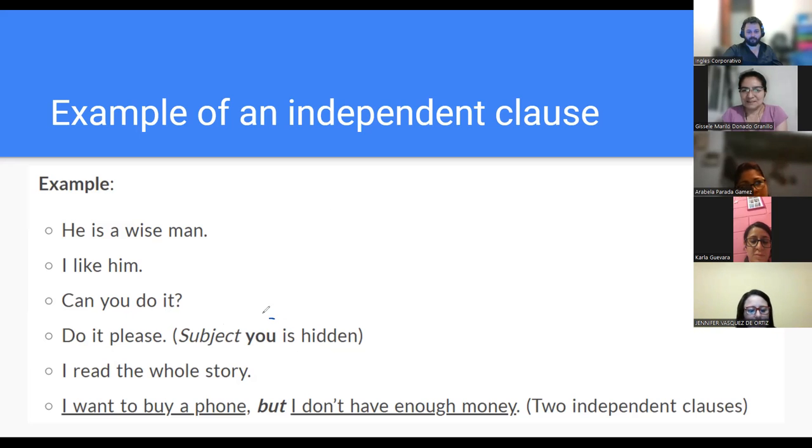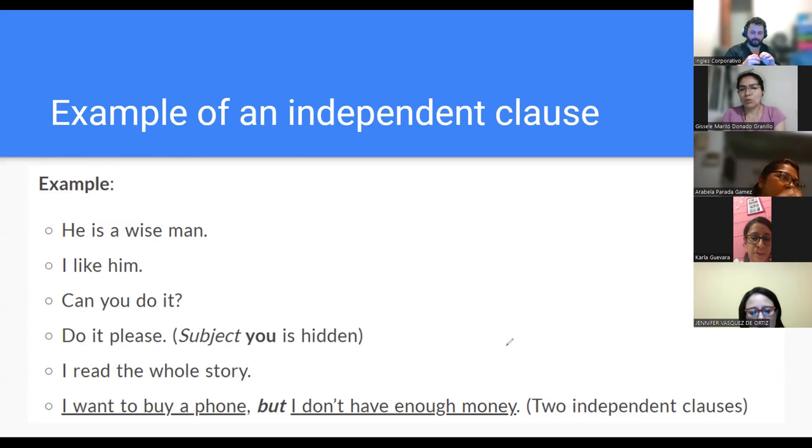So here, guys, we still have the subject. So you do it, please. It's just that the subject is hidden. I read the whole story. Is this a clause? Yes, it's a clause. I want to buy a phone, but I don't have enough money. How many clauses do we have here? Two. Why are they independent?